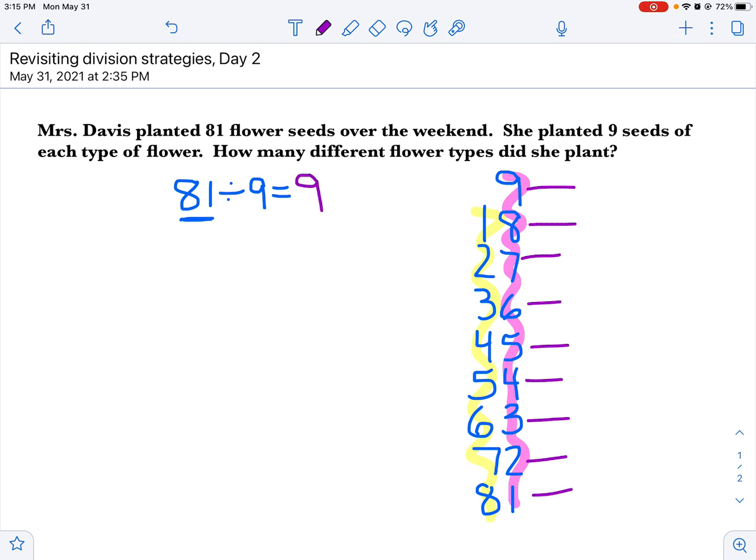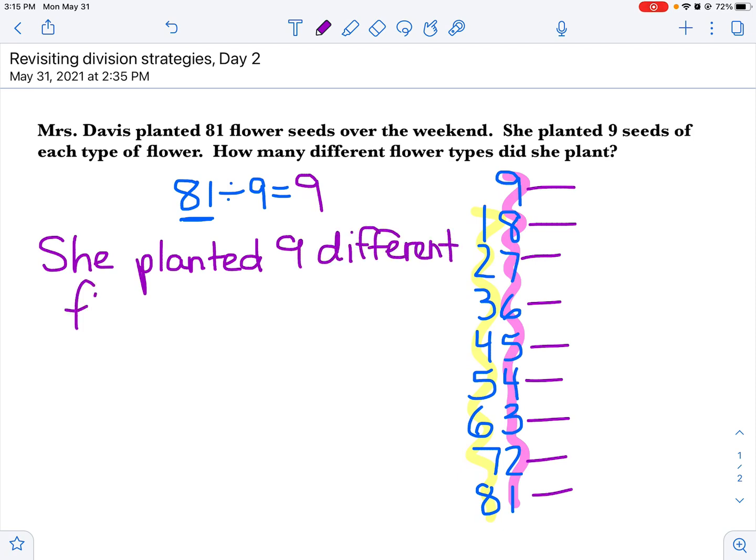I would show my work with my skip counts or drawing my picture, and I'd write my statement. She planted 9 different flower types. Making sure that I have a capital at the beginning. She planted 9 different flower types. And that I have a period at the end. Okay? So that's one example.